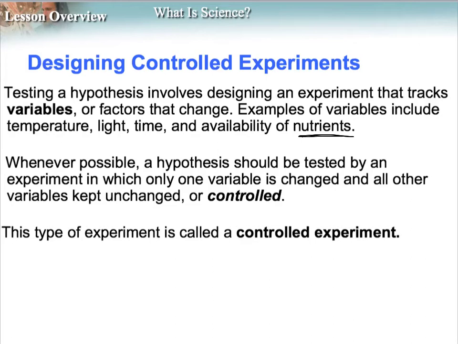So we only want to change one variable at a time. And this is called having a controlled experiment. So all the variables that are kept the same are called controlled variables. We only want to change one. That would be our independent variable.